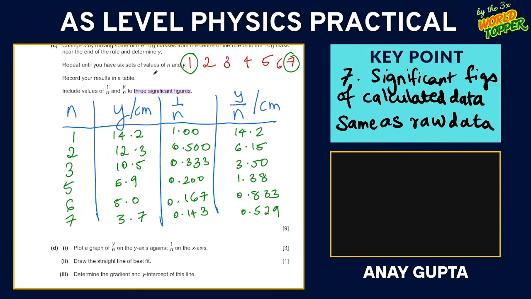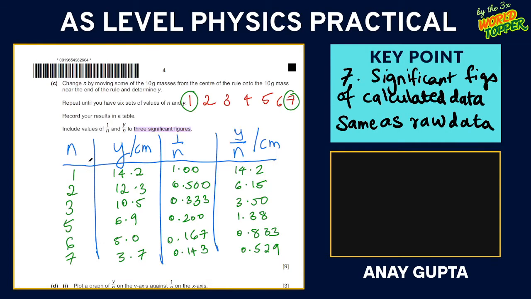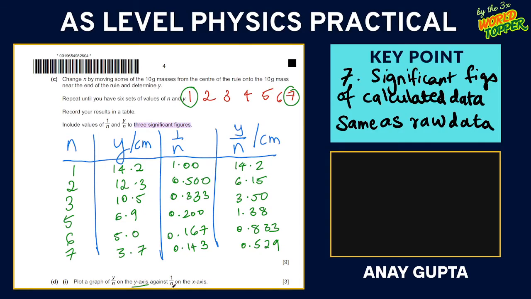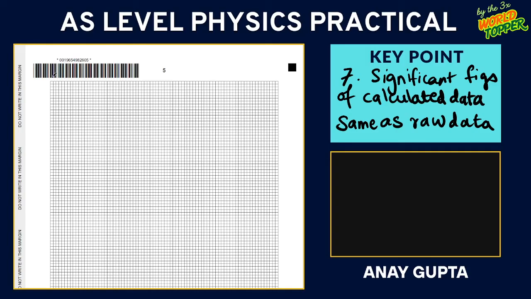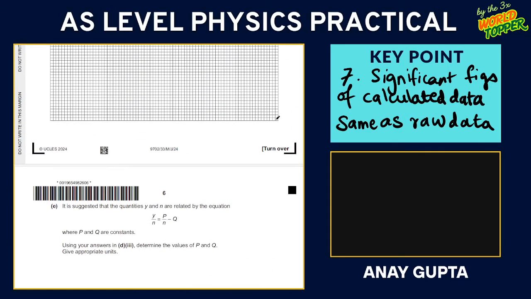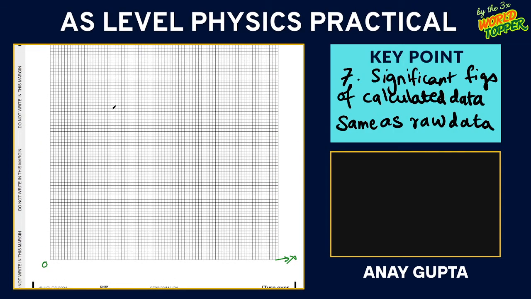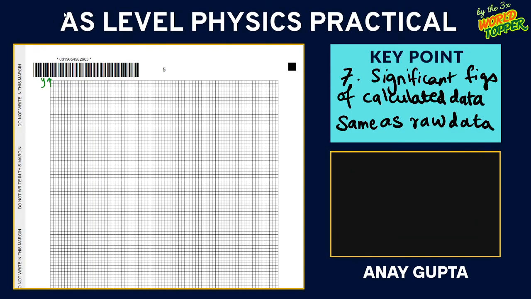Alright, on to our next question. The graph question. Plot a graph of y by n on the y-axis against 1 by n on the x-axis. That is what the question asks us to do. Now, for graphs, what do we do? We line up the axes. So this is the y-axis, and this is our x-axis. Okay, we mark the origin, and we choose a proper scale. Let me just annotate that into our key points.